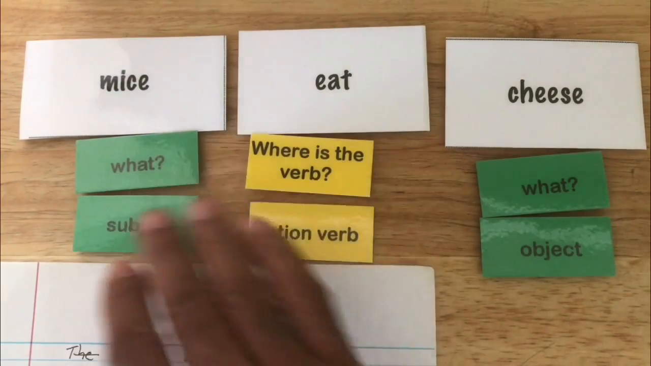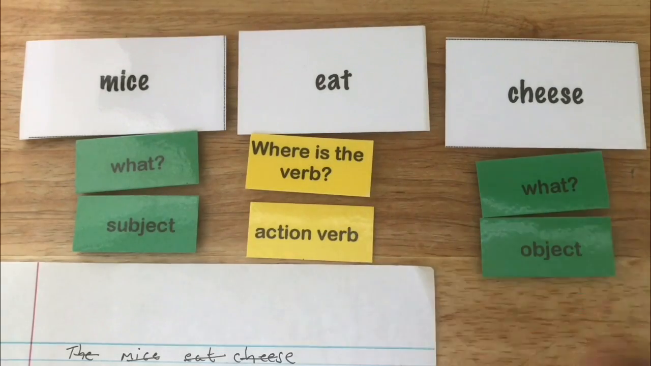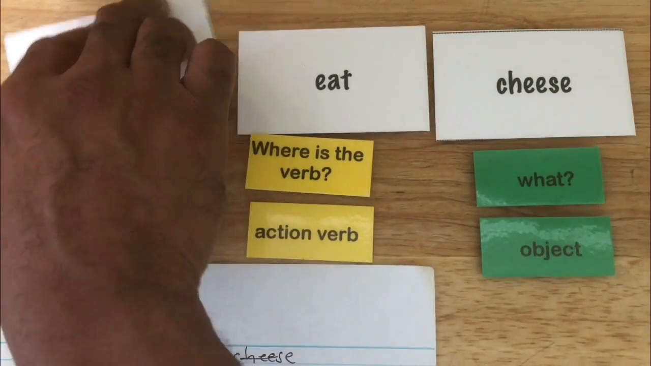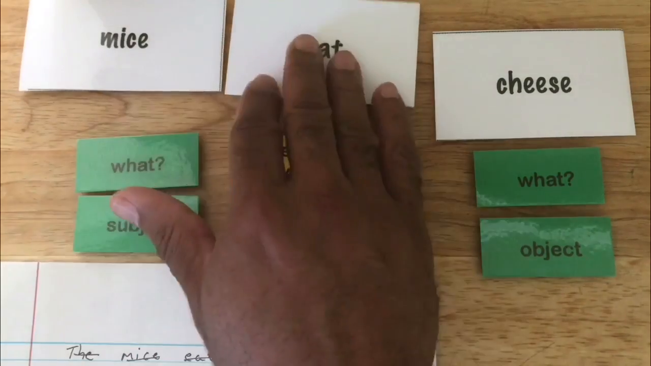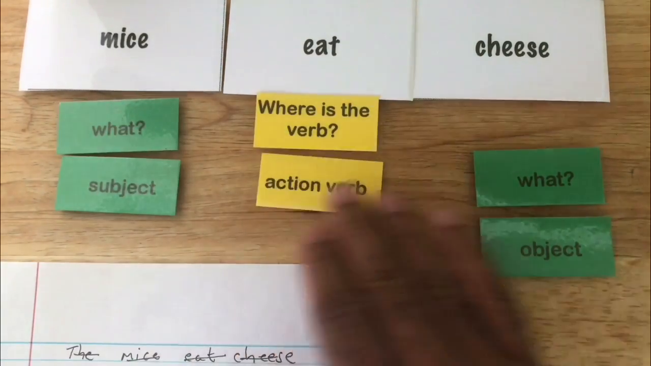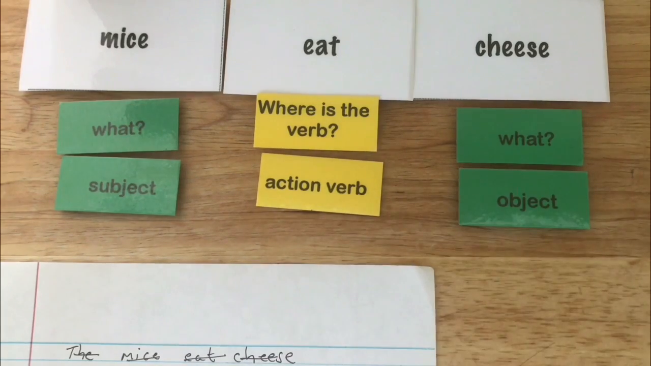Sometimes these cards will be larger. These are smaller versions of them. Sometimes you'll have these large cards and you'll be able to put them together. So that's what you have right now. Mice eat cheese. Very simple sentence. But it's such a boring sentence. We're not happy with our sentence. We want to expand it. And this is what you will be doing. You will be learning how to expand your sentence by asking some very interesting questions.